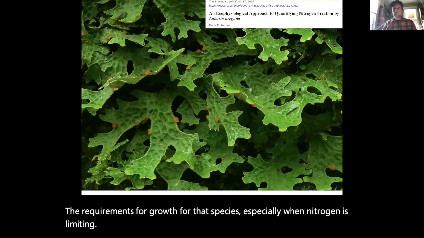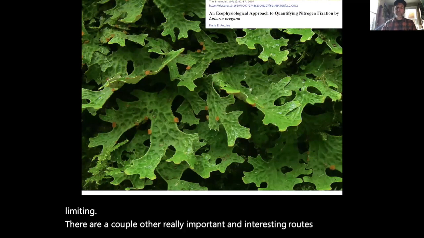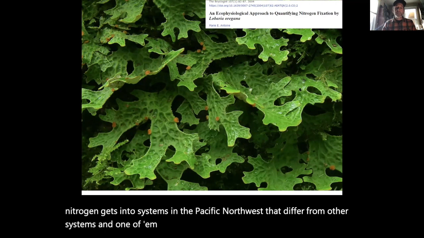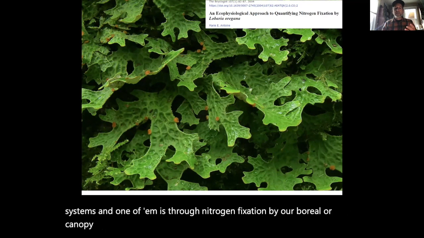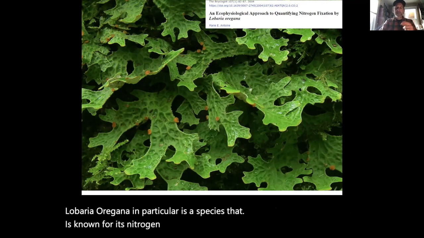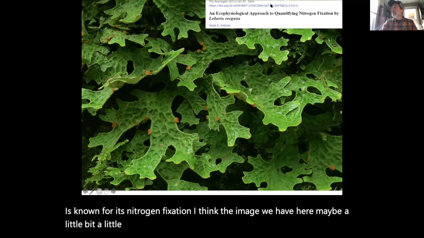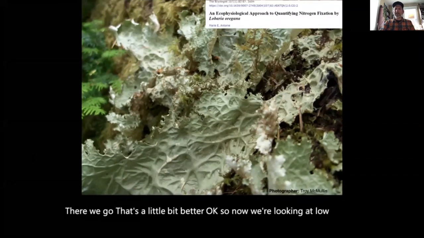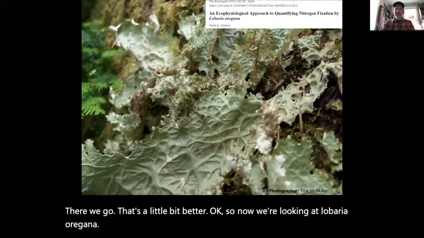Well, there are a couple other really important and interesting routes by which nitrogen gets into systems in the Pacific Northwest that differ from other systems. And one of them is through nitrogen fixation by arboreal or canopy lichens. Lobaria oregana in particular is a species that is known for its nitrogen fixation. I think the image we have here may be a little bit green for Lobaria oregana. There we go. That's a little bit better. Okay, so now we're looking at Lobaria oregana, and let's talk about what this species does.